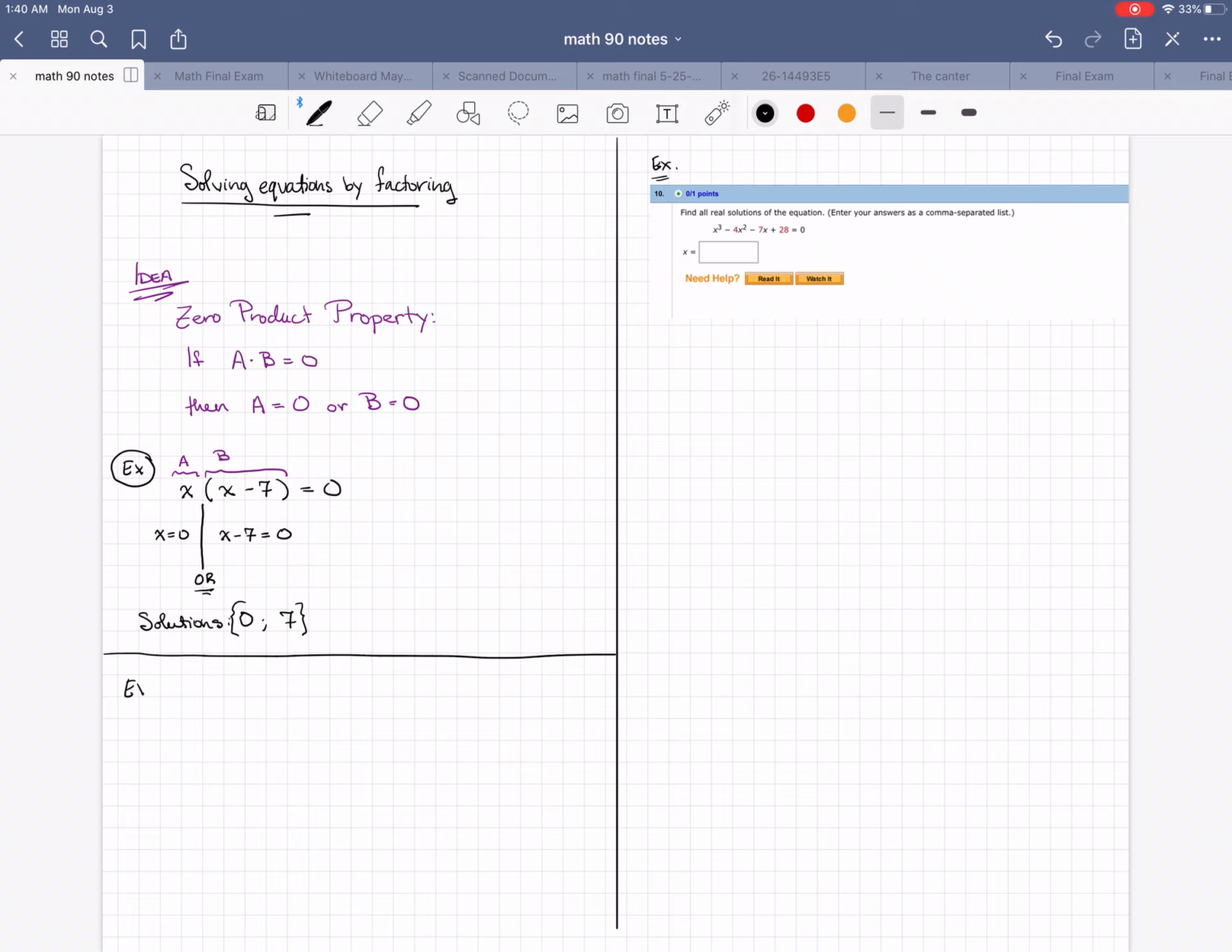Now let's try a second example. So say we have something like 2x squared minus 7x minus 4 is equal to 0. In this case, this harks back to our video on factoring quadratics. So 2x squared minus 7x minus 4 is not factored. It's in its default quadratic form. So the first thing we're going to do, and I'm going to write this in red, is factor 2x squared minus 7x minus 4.